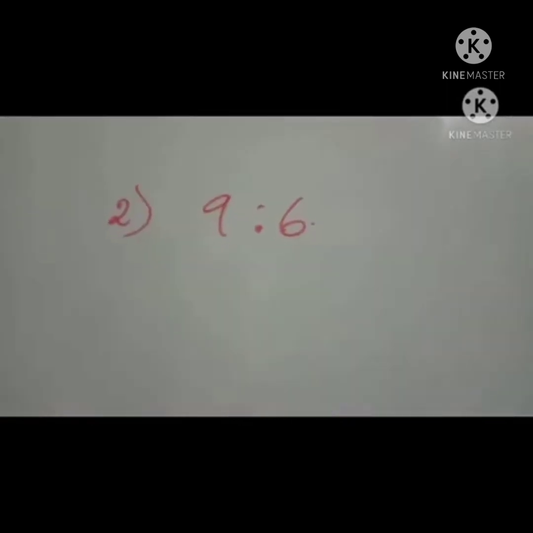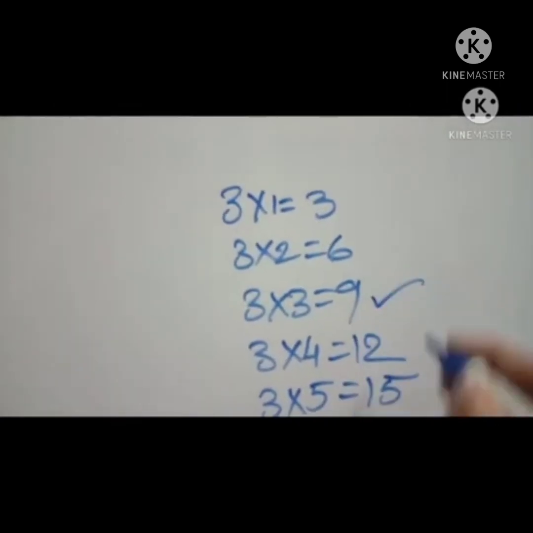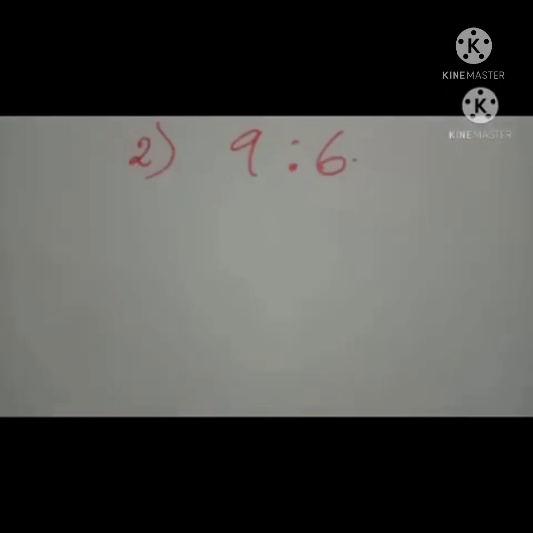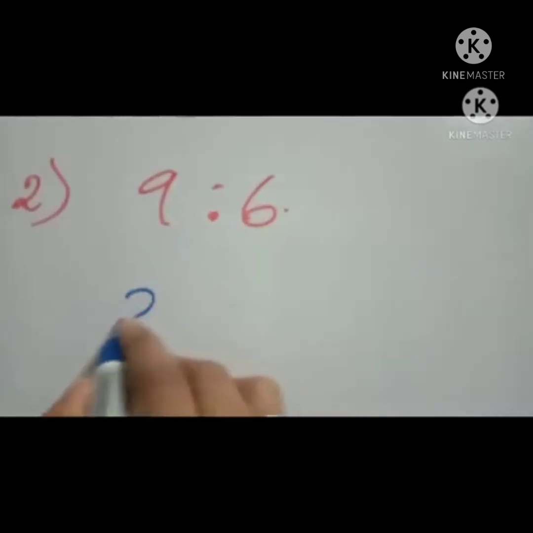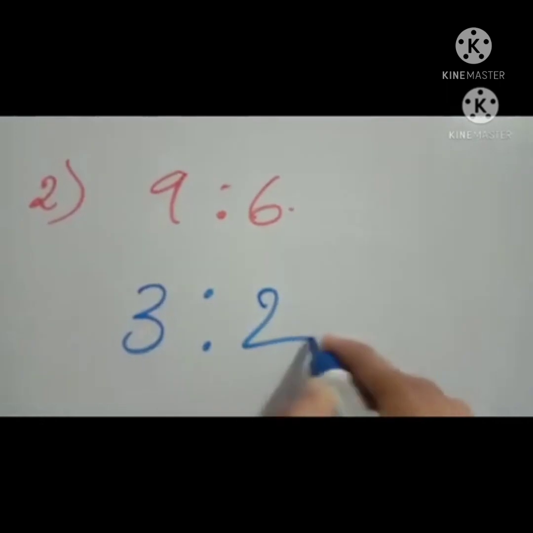Children, 9 is to 6. 9 and 6 is there in 3 table or not? Yes, very good. 9 is there in 3 threes and 6 is there in 3 twos. So, which number here we have to write? Which number at first we have to write? Yes, 3. Afterwards, what we have to do? The symbol of ratio is to.